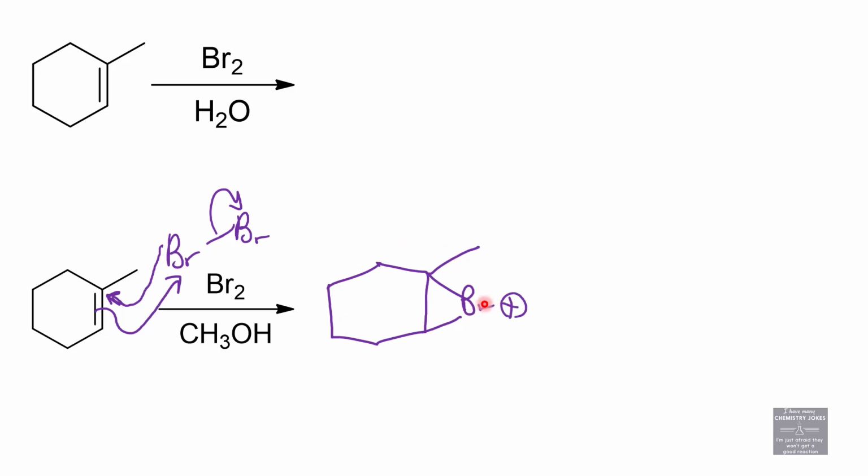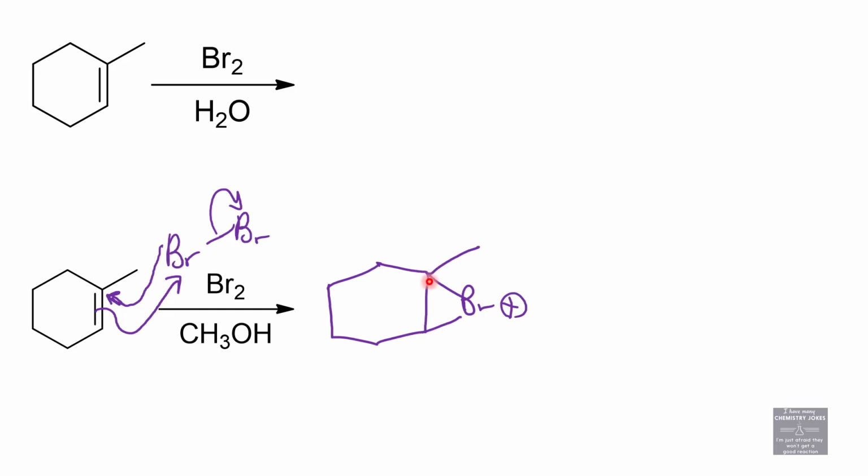This bromonium is not a carbocation, but it has some characteristics of a carbocation. This carbon is partially positive because the bromine's yanking on it. This carbon is also partially positive because the bromine's yanking on it. Which one can handle that partial positive better? Which partial positive is more stable? The one that's more substituted. So this carbon that is tertiary has better carbocation character than this carbon that is secondary.